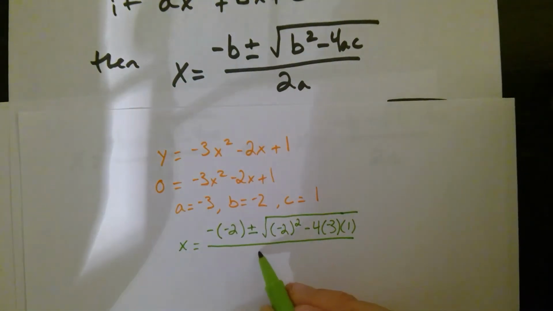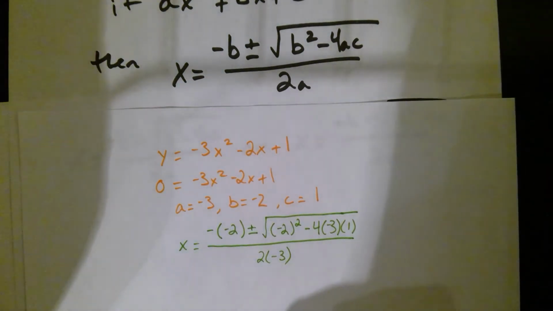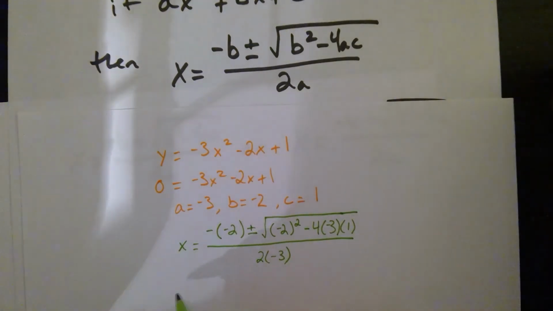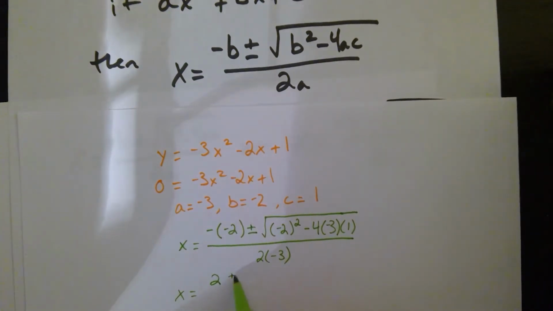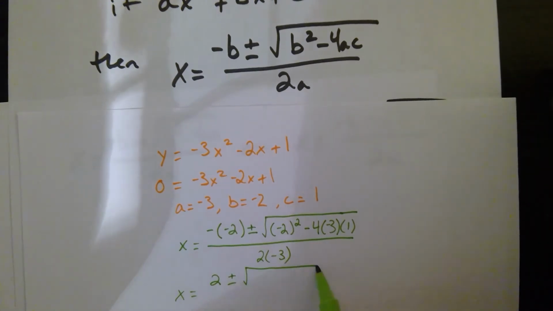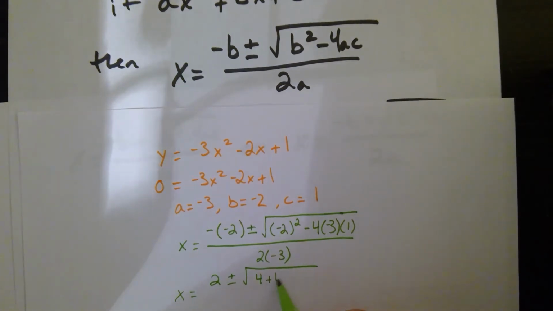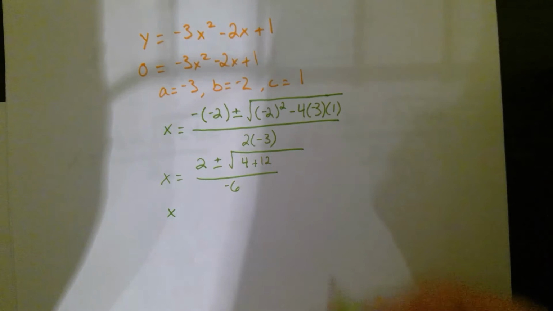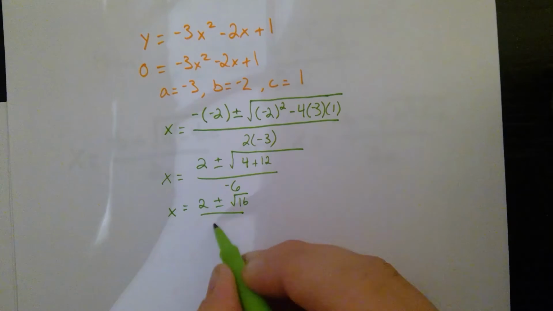And then we have 2 all over 2a, 2 times -3. So once again, we have to simplify in 3 places. Here, here, and here. So, x equals negative times -2, that's a positive 2. Plus or minus, here we have square root of 4 minus 4 times -3 times 1 makes plus 12, over -6. So we have x equals 2 plus or minus square root 16 over -6.